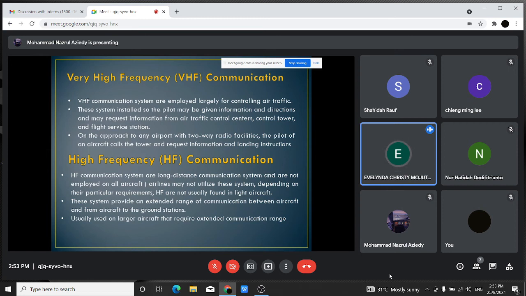VHF, or very high frequency communication. These systems are employed for controlling air traffic. This is installed so the pilot may be given information and direction, and may request information from the air traffic control center, control tower, and flight service station. On the approach to any airport, the pilot of the aircraft calls the tower and requests information and instruction.